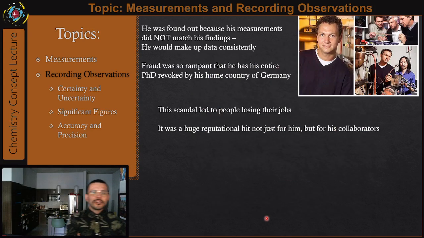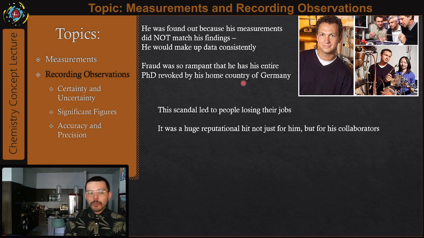So Jan Hendrik Schoen was found out because his measurements did not match his findings. People started asking questions. He would shove them to the side, kind of delay them, depose them. So he'd be busy, you know. But eventually things caught up to him, and people found out that most of his data was fake. And the extent of how fake his data was was so prevalent that Germany, his home country, stepped in and told his university to remove his PhD.